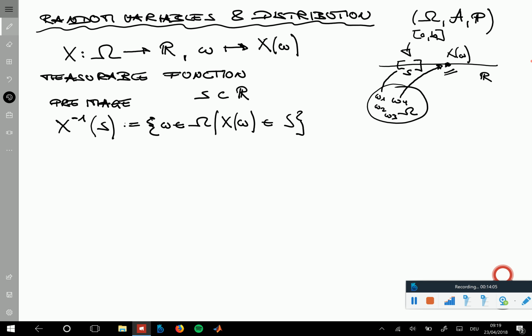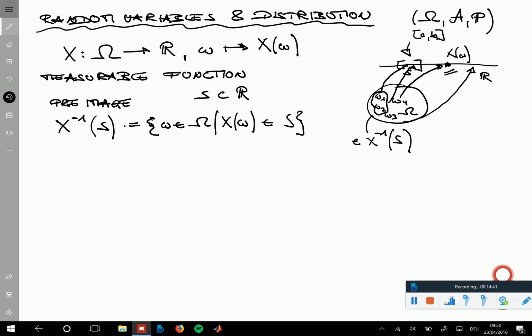So let's assume that X maps this thing actually into S. It also maps omega 2 into S, but again omega 3 is mapped somewhere else. So then at least omega 1 and omega 2 are parts of the preimage of S under X. So very roughly, of course, these omega 1 and omega 2 are elements in the preimage of S.